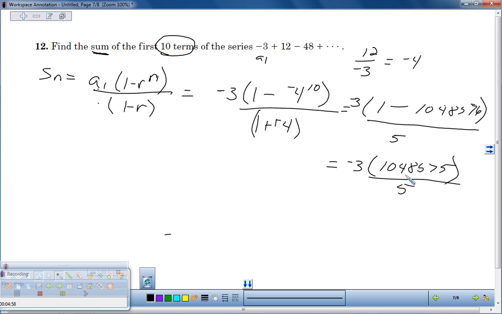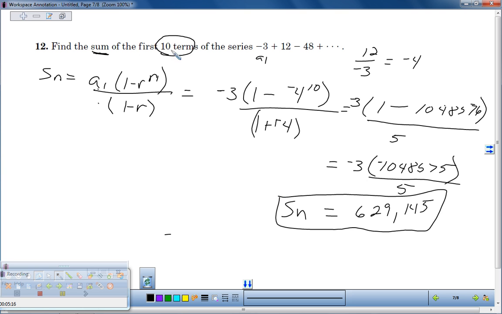Now this number is negative, so we're going to end up with a negative times a negative eventually, which will be positive. Now, when we crunch our numbers here, we end up with 629,145. Okay, so that's the sum of this particular sequence. So, well, series. So if we took all the first 10 terms and add them up, we'll end up with 629,145.